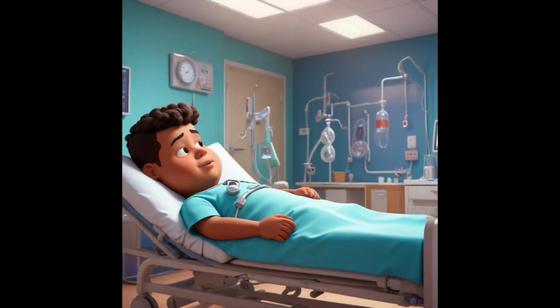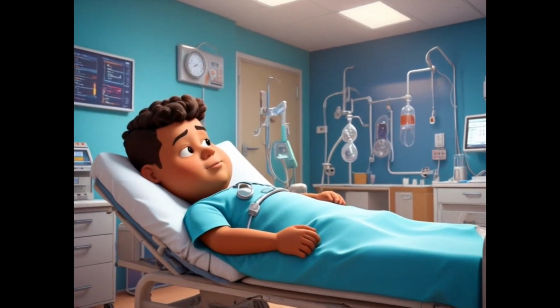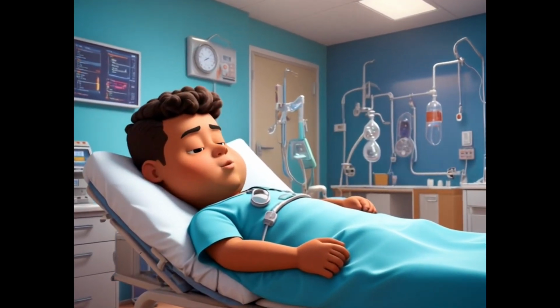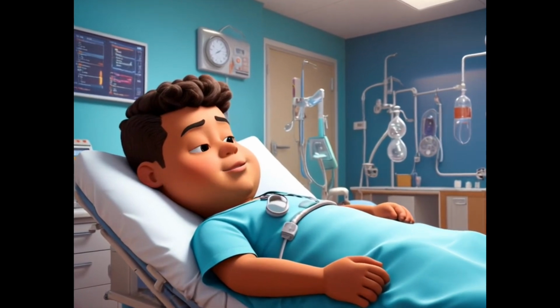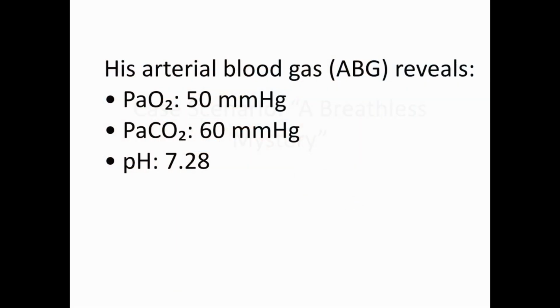named Mr. Williams is admitted with severe shortness of breath. He has a history of obstructive sleep apnea, OSA. The patient was found cyanotic and confused at home after falling asleep without his CPAP machine. His arterial blood gas, ABG, reveals PaO2 50 mmHg, PaCO2 60 mmHg, pH 7.28.